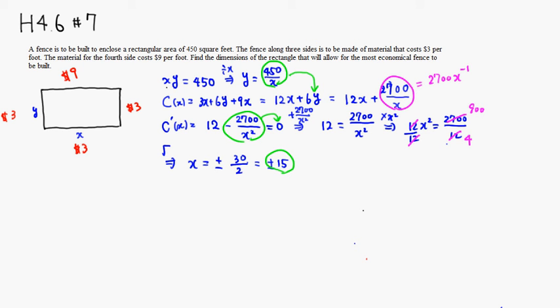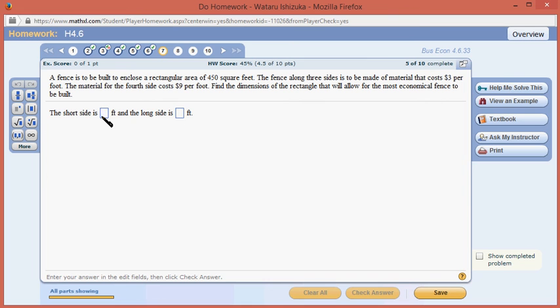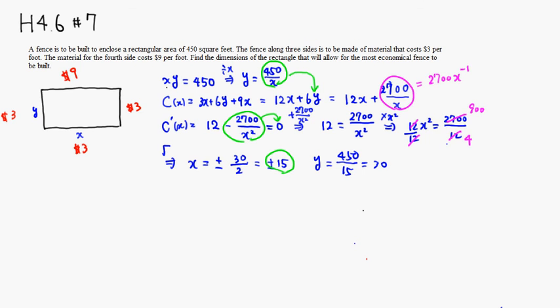Now let's find the dimensions. x is 15, and y is equal to 450 over 15, using the formula, so that will be 30. So it's going to be 15 by 30. Here are the dimensions: the short side is 15, and the long side is 30. Check the answer. Got it? Alright, that's it. I hope that this was clear.